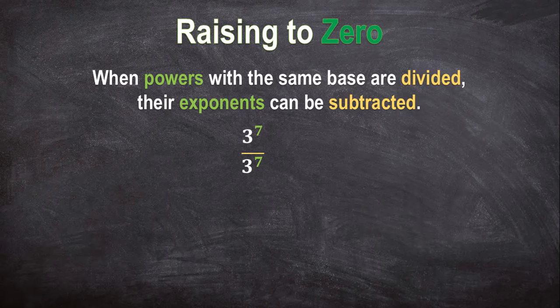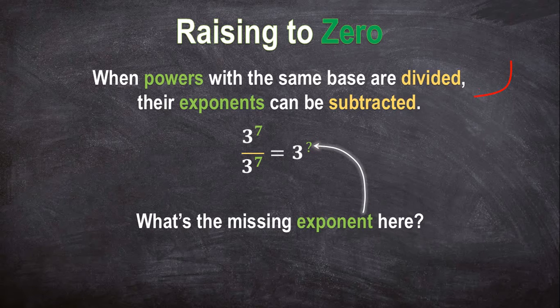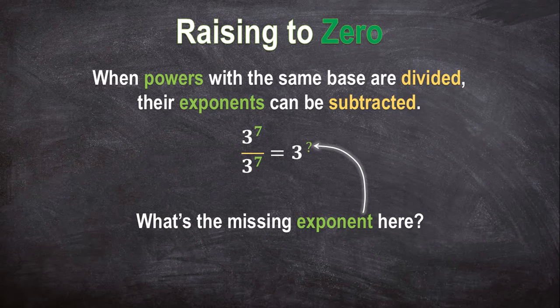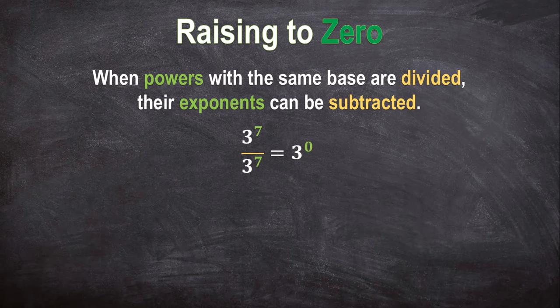If you divide 3 to the 7th by 3 to the 7th, you will get 3 raised to what power, according to this rule? 7 minus 7 equals 0. So this fraction equals 3 to the 0th power.